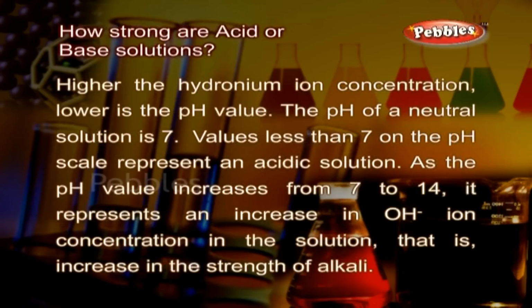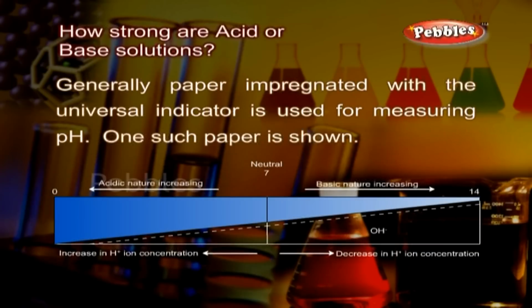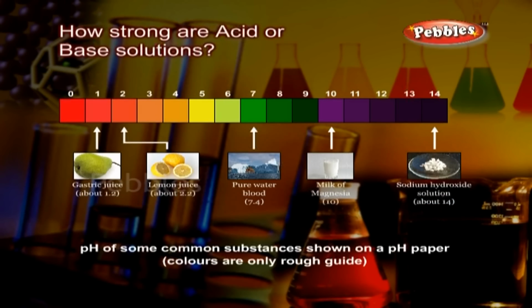The pH of a neutral solution is 7. Values less than 7 on the pH scale represent an acidic solution. As the pH value increases from 7 to 14, it represents an increase in OH- ion concentration in the solution, that is, increase in the strength of alkali. Generally, paper impregnated with the universal indicator is used for measuring pH. One such paper is shown.